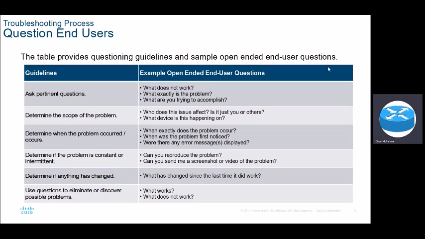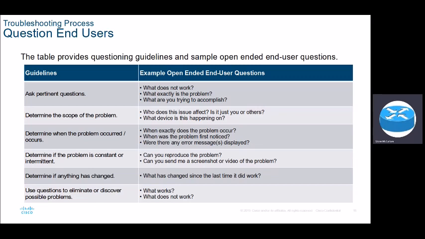All right, so when you're questioning end users, here are some guidelines, basically. You should ask pertinent questions, things like: what does not work? What exactly is the problem? What are you trying to accomplish? And then you try and determine the scope of the problem. Who does this issue affect? Is it just you or others? What device is this happening on?